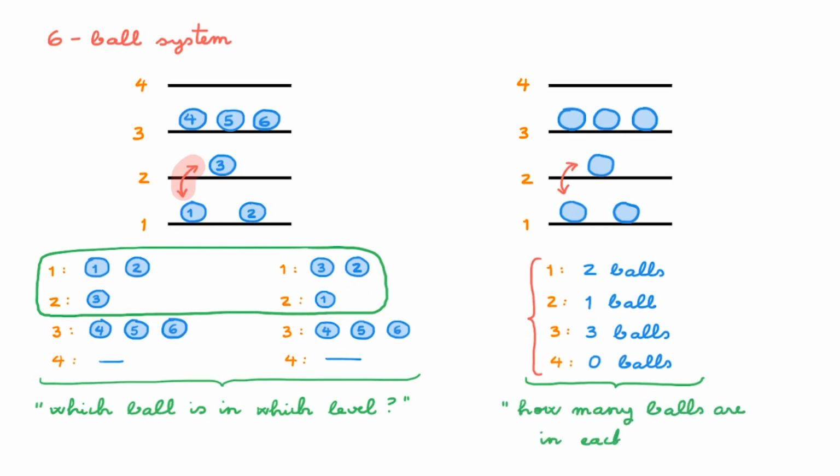Instead, in the second case, we're trying to characterize our system by asking the question, how many balls are in each level? This avoids assigning labels to otherwise identical balls and provides a more compact description of the system. In quantum mechanics, the occupation number representation is analogous to this second situation.